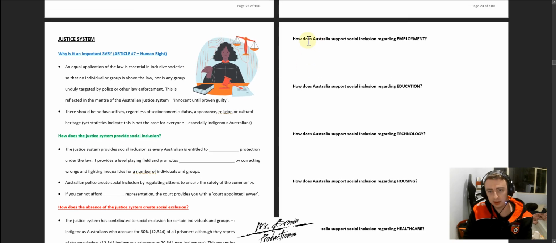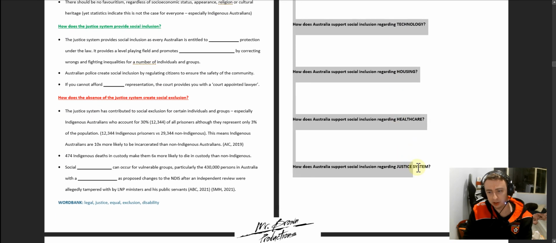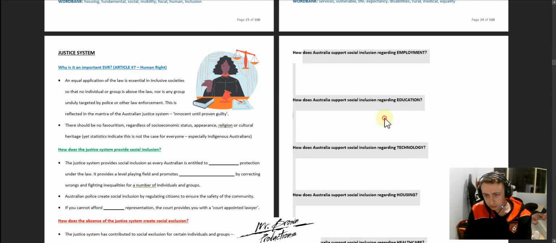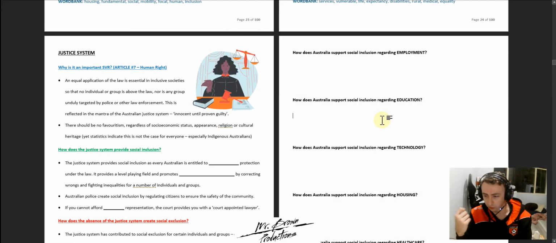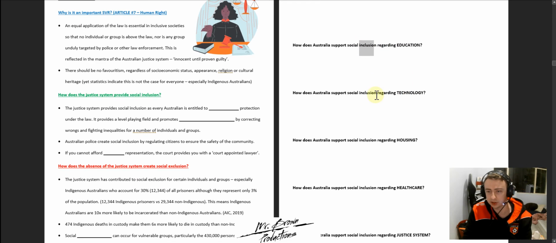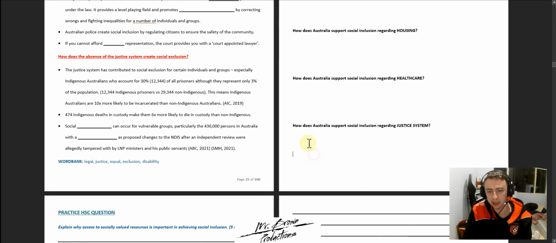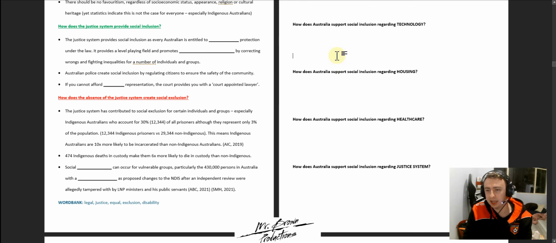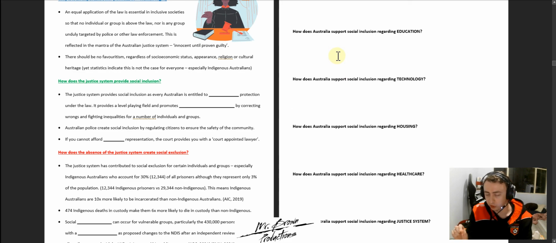Once you have done that, I've given this page here, and you've got a bit of gaps here. This is kind of like a word vomit page. What I've written here is each of the 6 areas of socially valued resources. And we're looking at how does Australia support inclusion regarding employment? How do they support inclusion regarding education and all of that? So I want you to write different areas where you can see evidence, and it can just be quick short dot points of where Australia supports this.